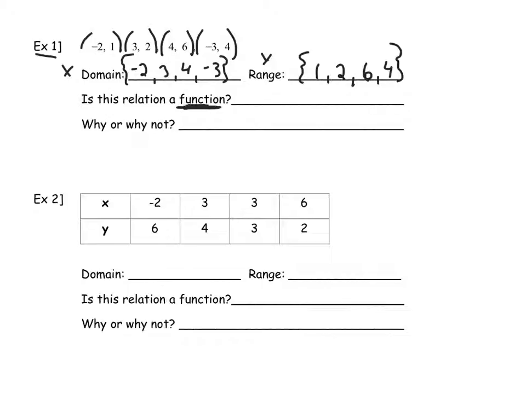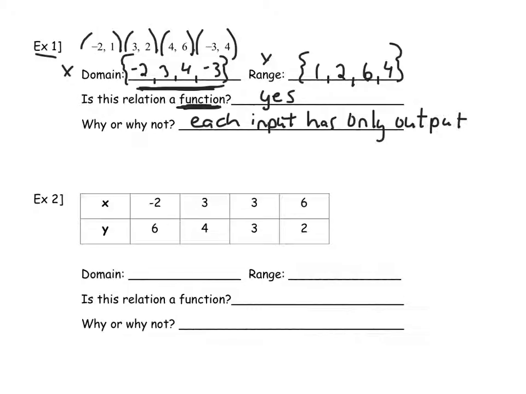All right, it says, is this a function? And remember back when I said the x's cannot repeat and the y's can. So in order to determine if it's a function, you look at the list of x's and ask, do any of the x values repeat? If they do not, then yes, it is a function. Why or why not? This is because each input has only one output. So each x has only one y. So each x can only have one y that it is paired with.